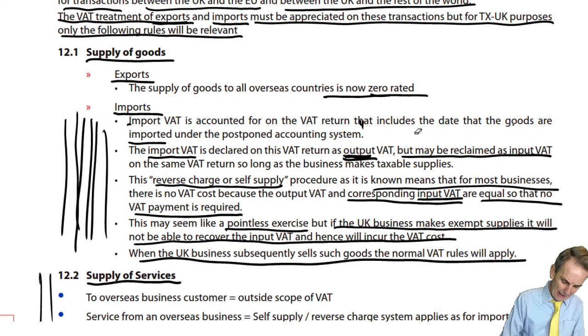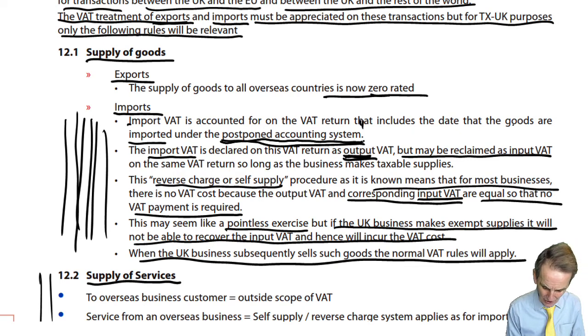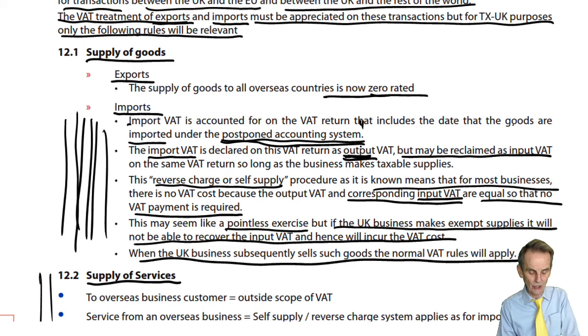I referred up here to the so-called postponed accounting system. Just in case, as you'll probably read that in texts if you have the other forms of study manuals there. All it means is that we are now able to postpone accounting for the import VAT, this self-supply. We only have to put that through for the VAT return period in which the purchase was made.